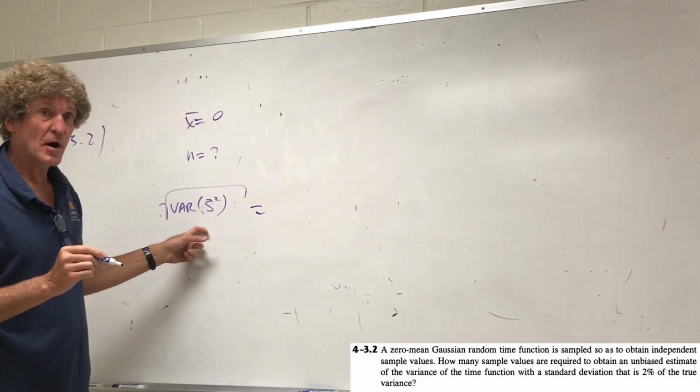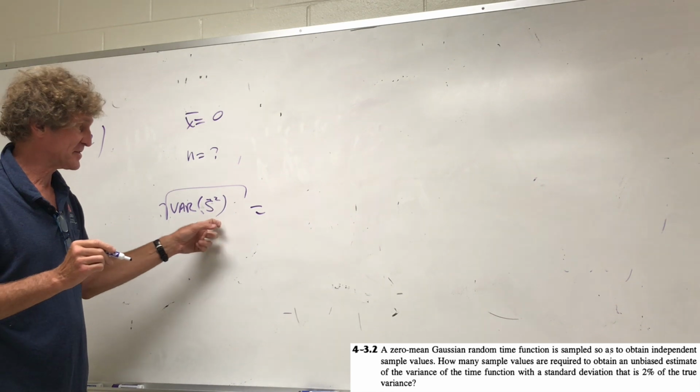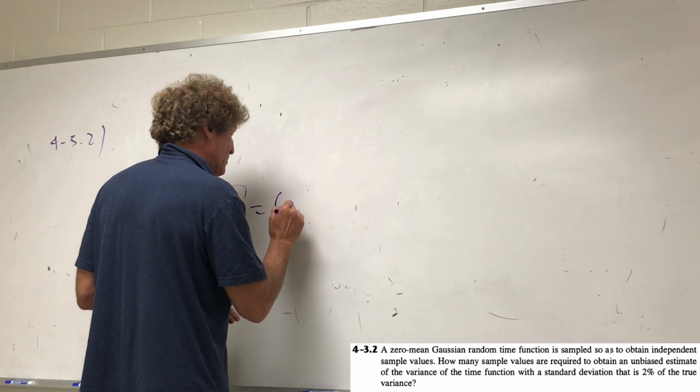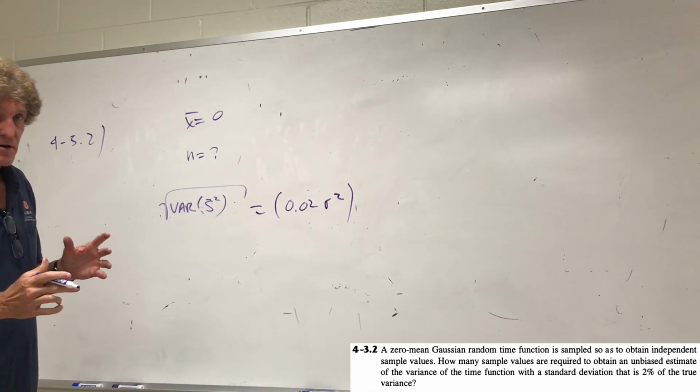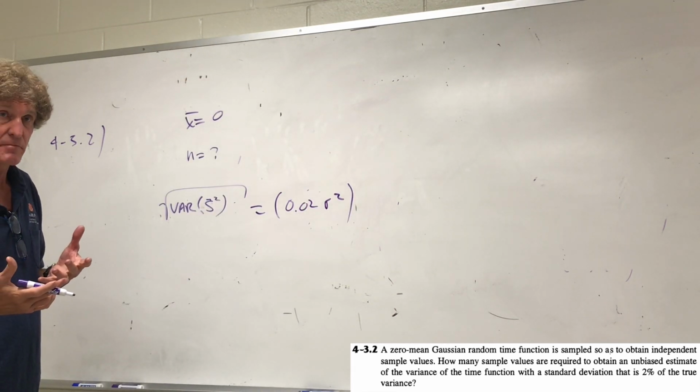Standard deviation, square root of the variance, right? That's the variance of the variance. It's going to be 2%, 0.02 of the true variance. Okay, so that's sigma squared. Standard deviation, square root of the variance. It's unbiased. Now I'll square it.